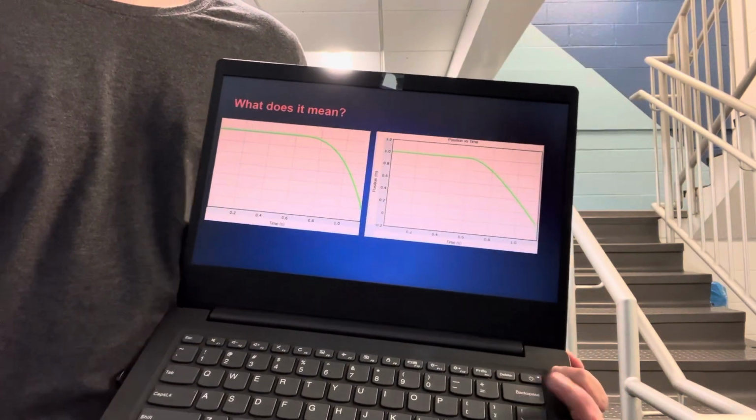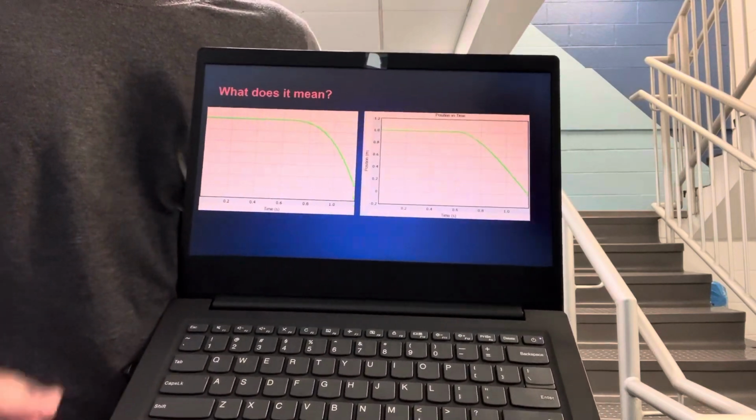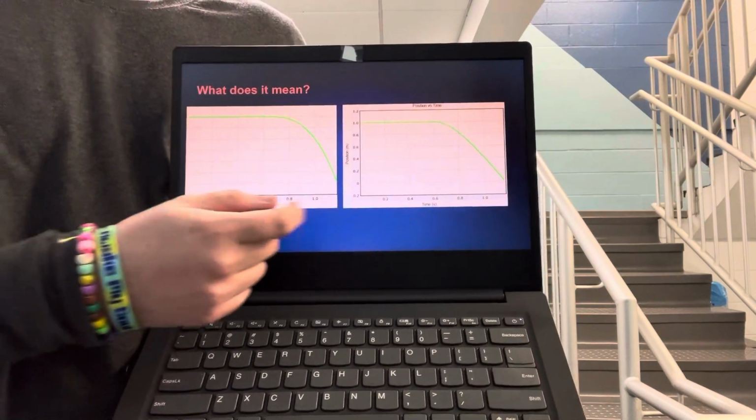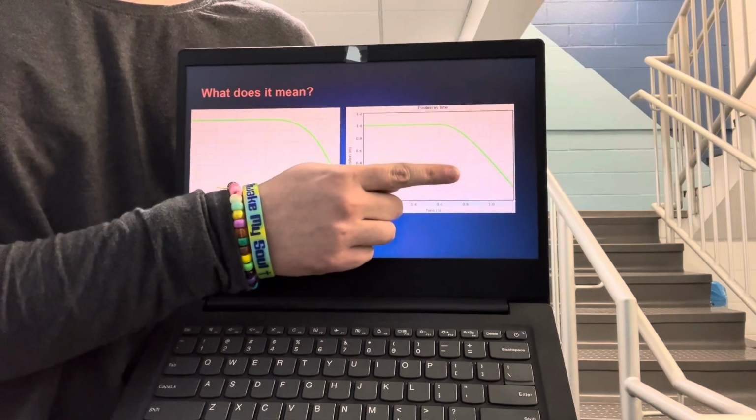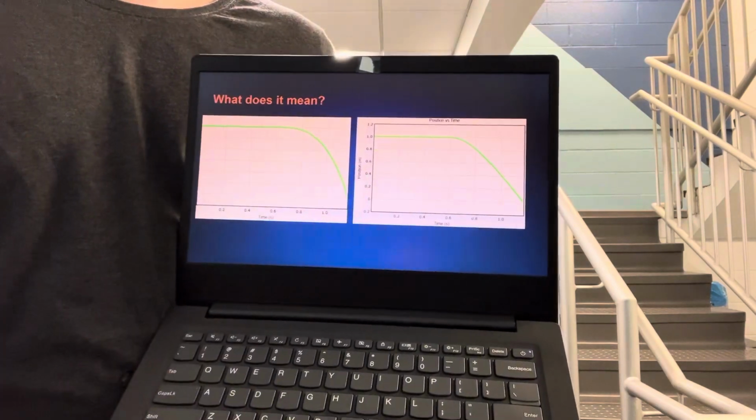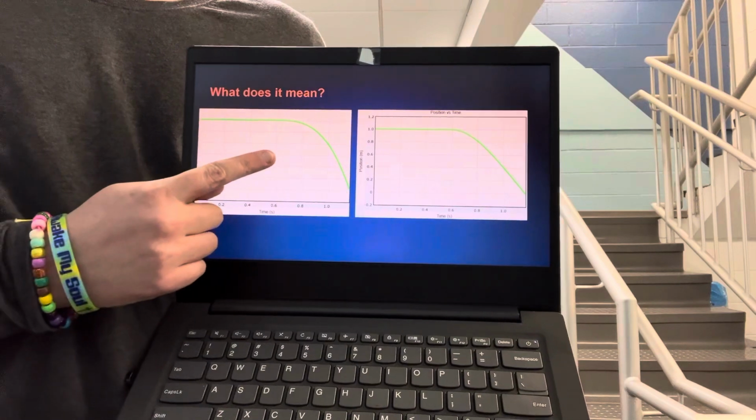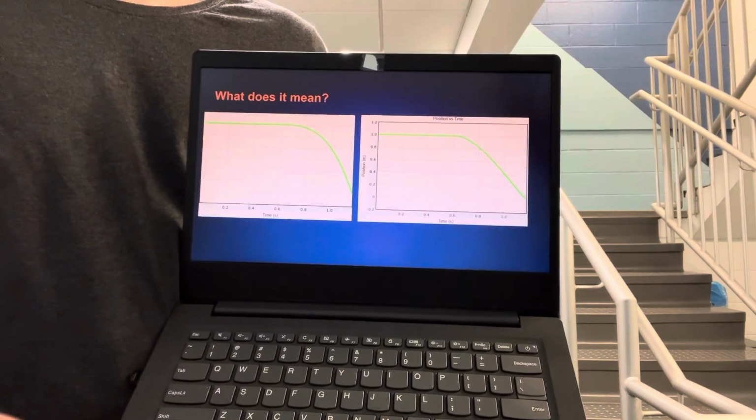Here are two graphs, and as you can see, these are position graphs. The slope of the position graph with drag eventually starts to flatten out, compared to here where it follows the standard x squared curve.